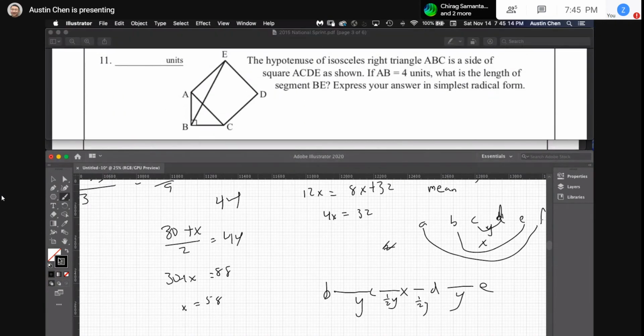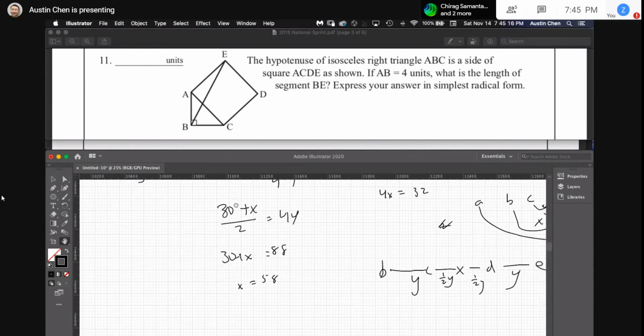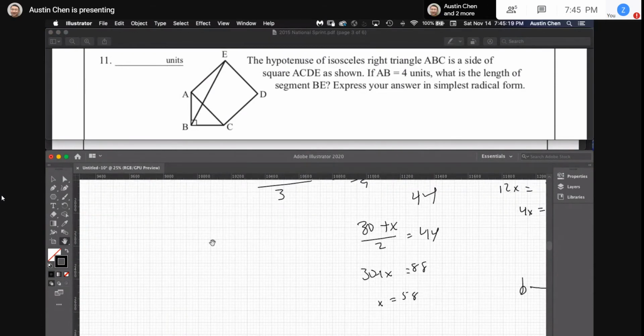The hypotenuse of isosceles right triangle ABC is the side of square ACDE as shown. If AB is 4 units, what is the length of segment BE? Express your answer in simplest radical form. I can quickly draw the figure.